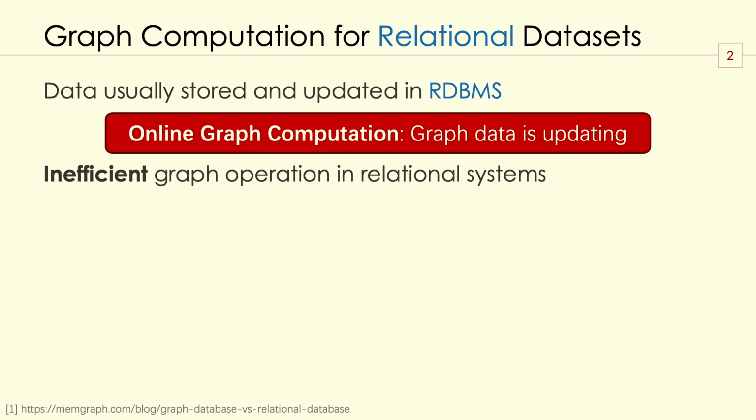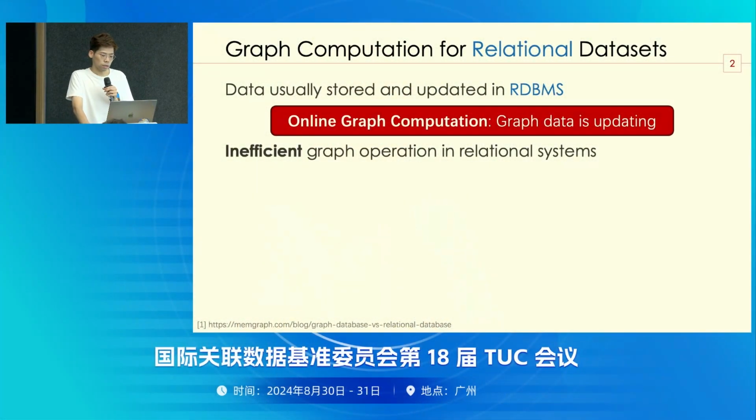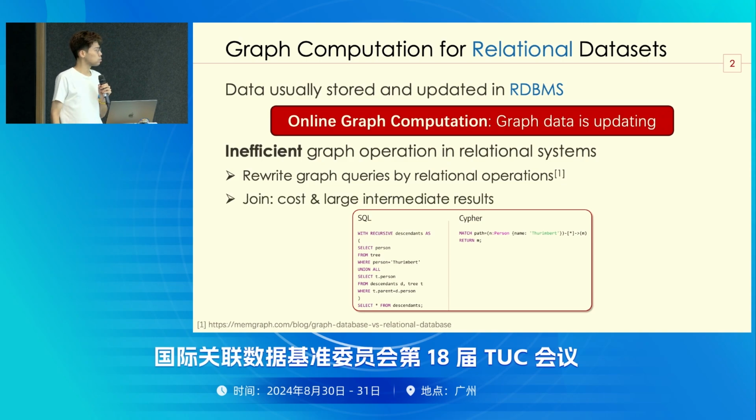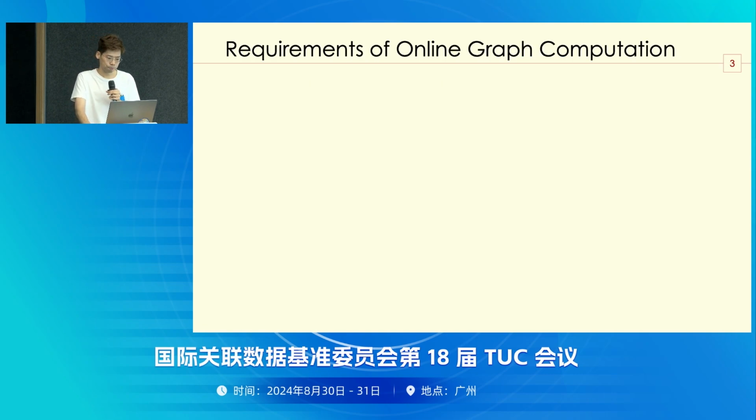Most data is stored in and updated in relational databases, and we need to perform online graph computation while the data is updating. However, performing it on relational data sets can be quite inefficient. Typically, users have to rewrite graph operations as relational statements. Moreover, using join operations to express graph operations can be very costly and produce large intermediate results.